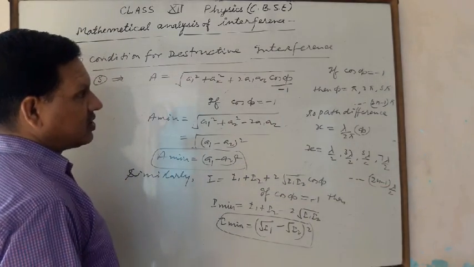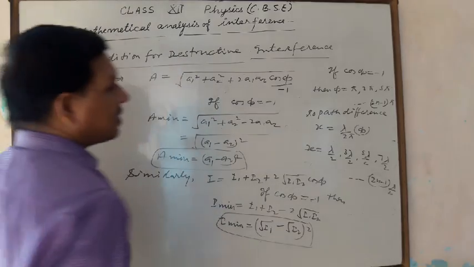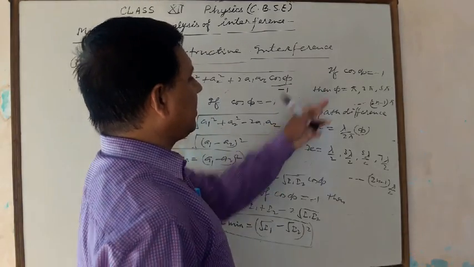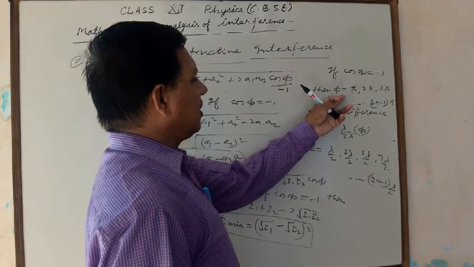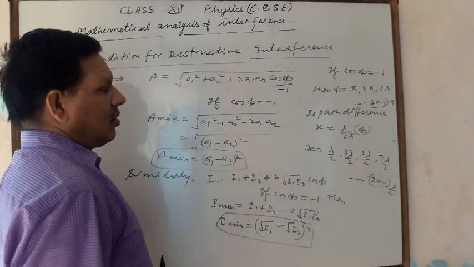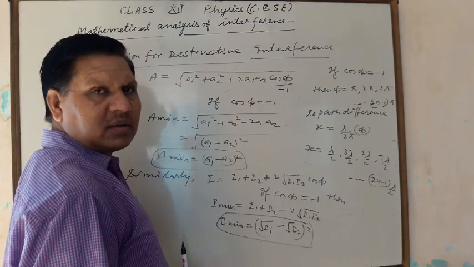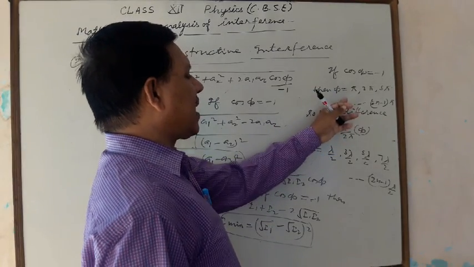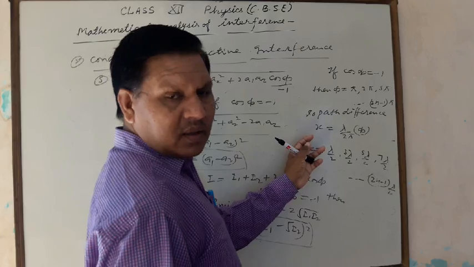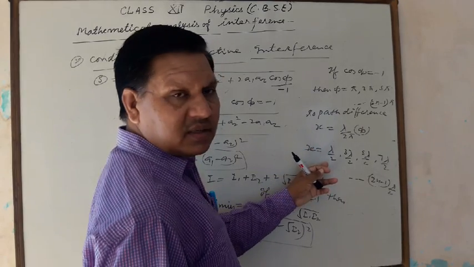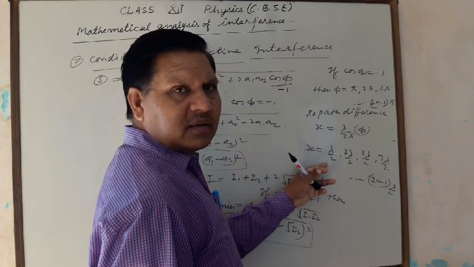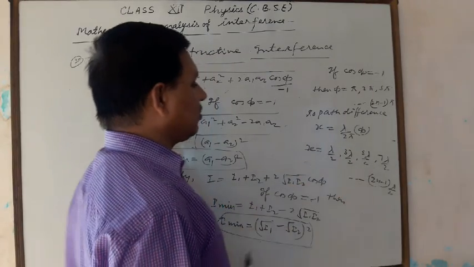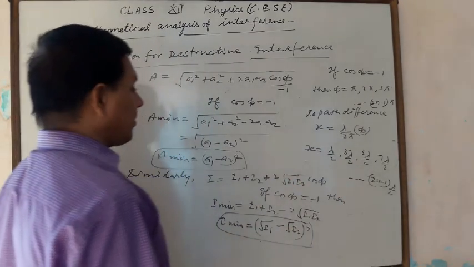Or we can say that for destructive interference, the phase difference between the waves is either pi or an odd integral multiple of pi, that is pi, 3 pi, 5 pi, or the path difference is either lambda by 2 or an odd multiple of lambda by 2, then the destructive interference phenomenon holds.